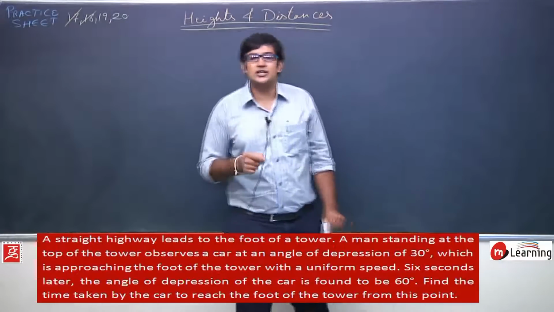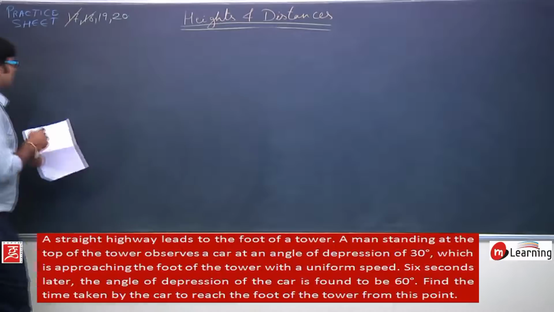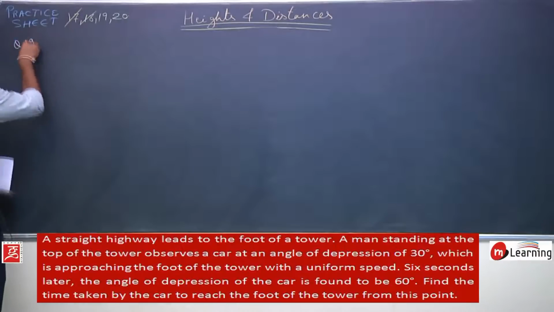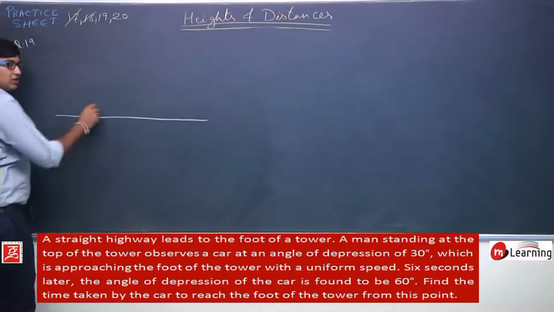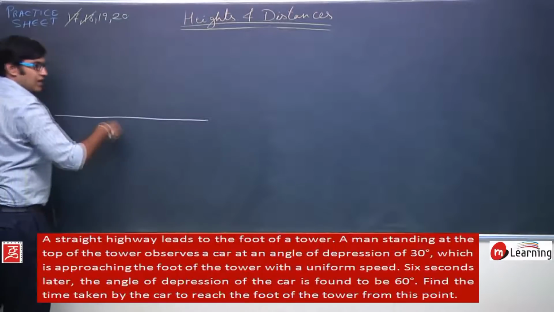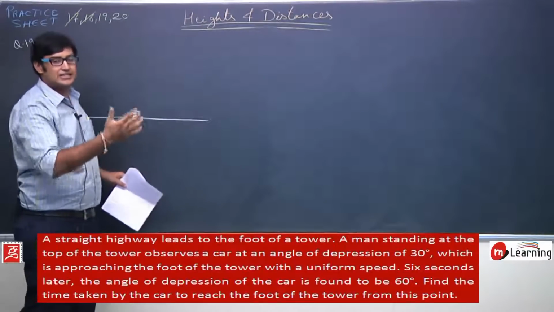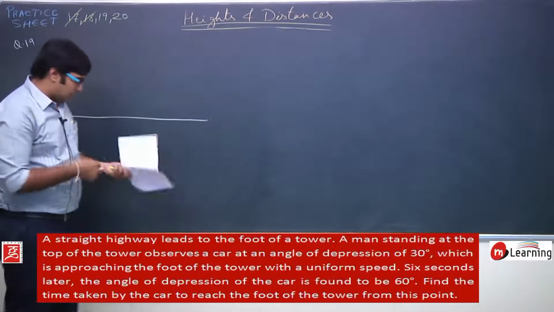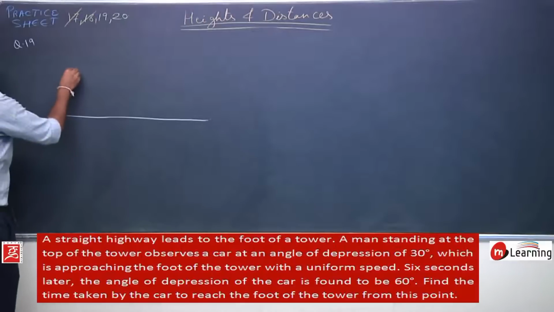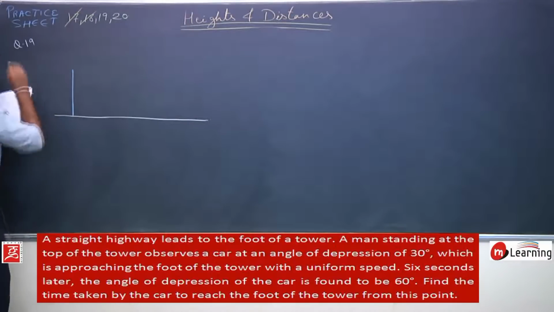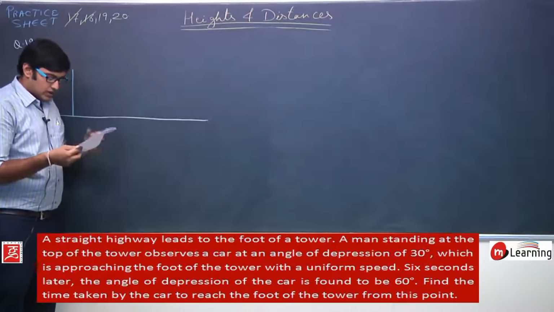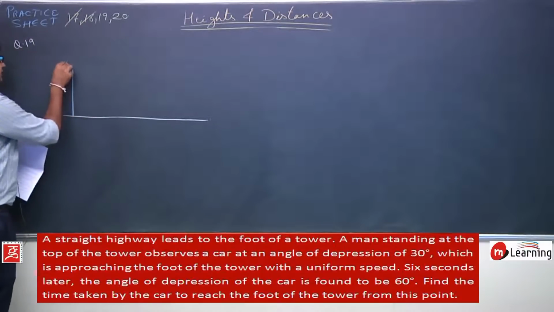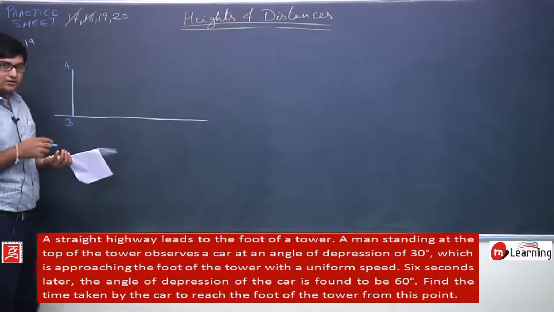So let us try to draw the diagram of this question. Question number 19. Let us say this is the ground level and this is the highway. On this ground level, this is the highway. I am observing this highway from the side. It's a side view of the highway, and on this highway there is a tower. This is a tower, and let us say this AB is the tower. The height of the tower is not given.